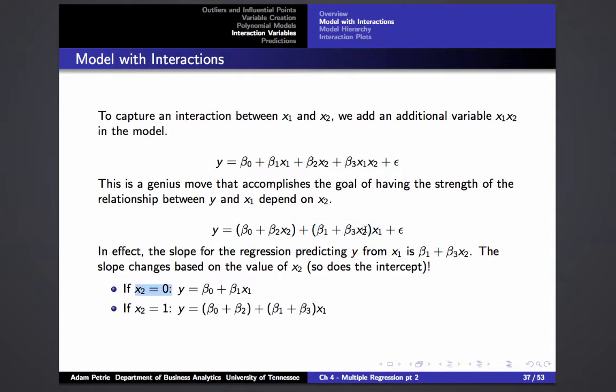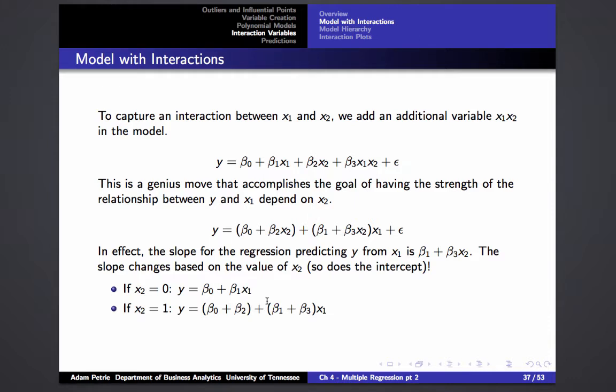Well, just plugging in 0 wherever I see x2, my regression equation would be y equals beta 0 plus beta 1 times x1. Now, if x2 is equal to 1, plugging in 1 wherever I see x2, I would find that y is equal to this plus beta 1 plus beta 3 times x1. So what I see now is that the slope of the regression relating y and x1 actually varies depending on what the value of x2 is.